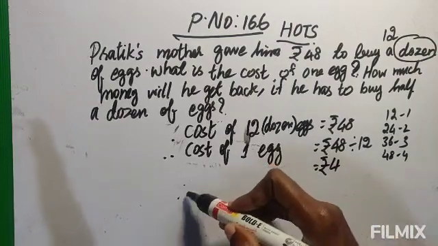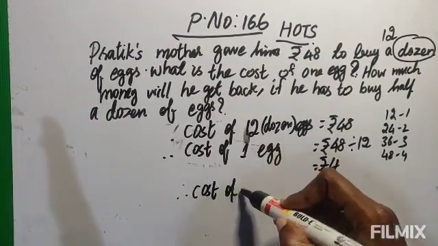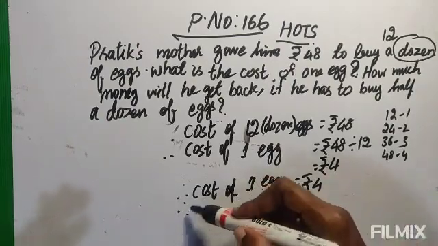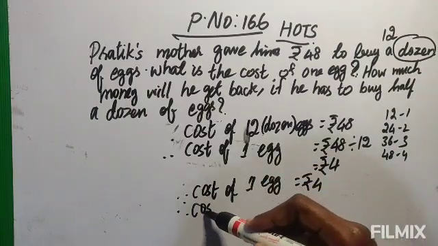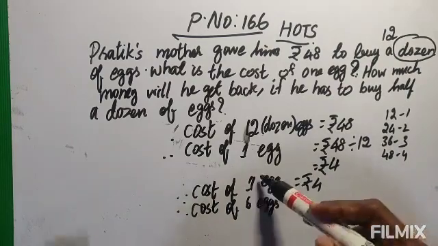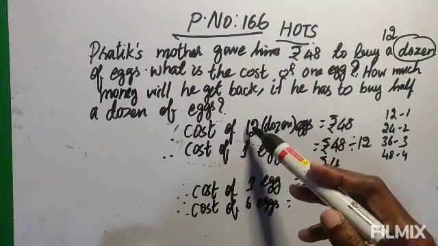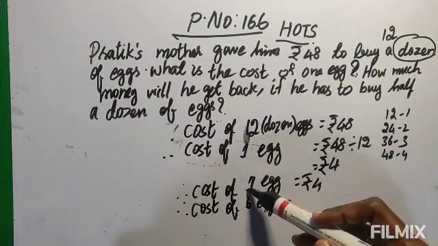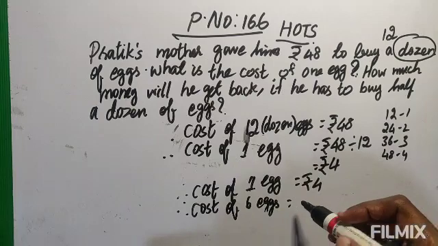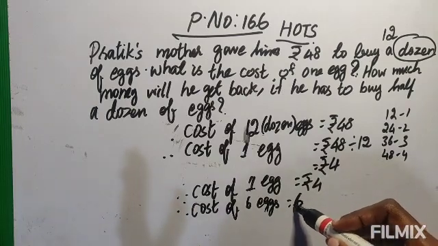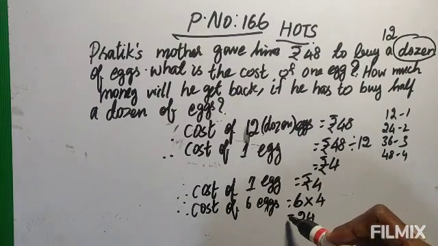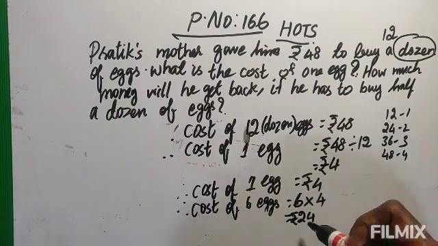So cost of one egg equal to rupees 4. Therefore, now he is buying half a dozen, which means 6 eggs. Therefore, cost of 6 eggs equal to... Here it was given for many and asked for 1, so we divided. But now we have the cost of 1 egg, given 1 and asked for 6, so you have to multiply. 6 eggs, and 1 egg price is 4 rupees. So 6 fours are 24. So the cost of half a dozen eggs is 24.